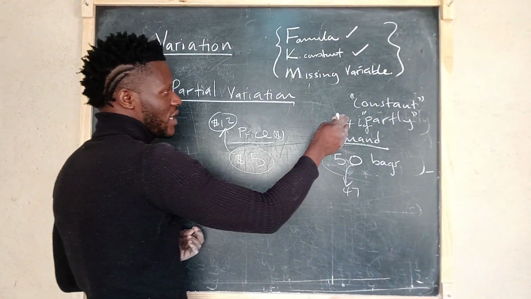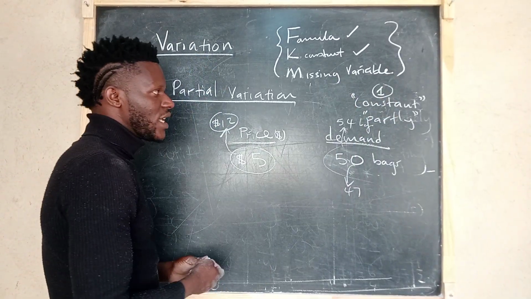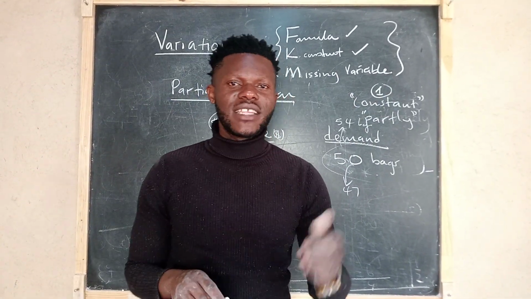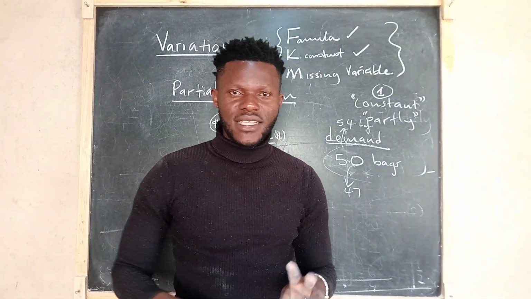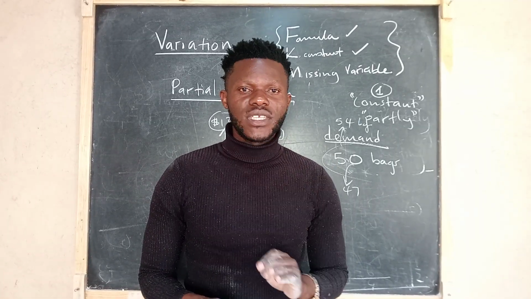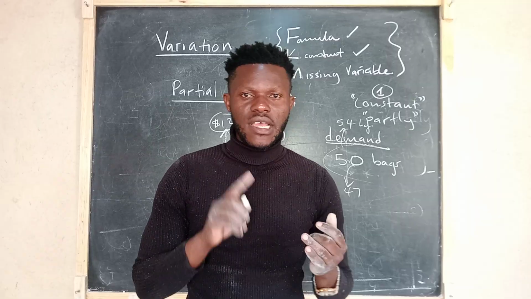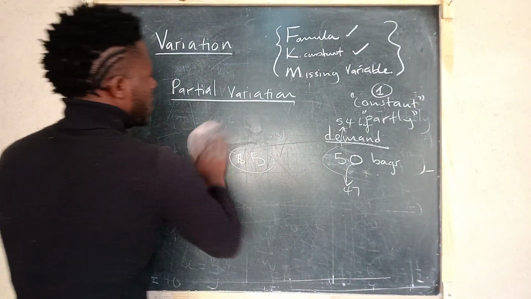The word constant will be replaced by 1, and then we introduce addition. And this type of variation, unlike the other variations that we were talking about, will go with two constants, not just k, but k and h. Then you'll also be using simultaneous equations to find the value of h and the value of k, just like what we are going to do in this example.